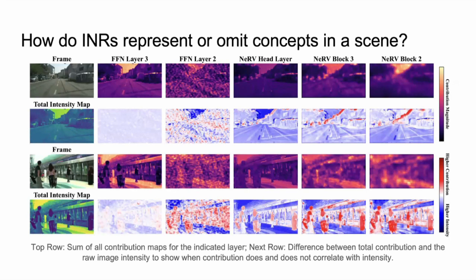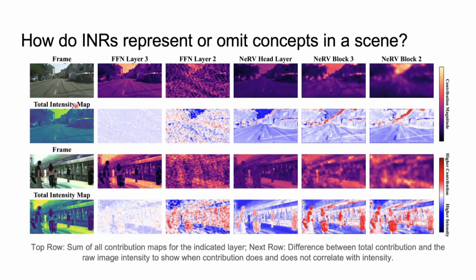In what ways do INRs represent information to include or omit concepts in a scene? In this figure, the top row shows the sum of all neuron contribution maps for the indicated layer. The second row shows the total raw image intensity. We also compute the difference between this total intensity and the total contribution to show when contribution does and does not correlate with intensity. The heat maps reveal a correspondence between the areas of large contributions and the areas of high intensity in the input image.